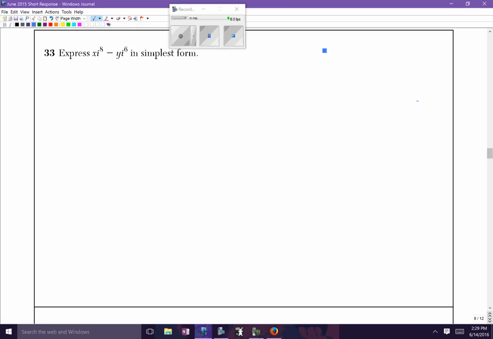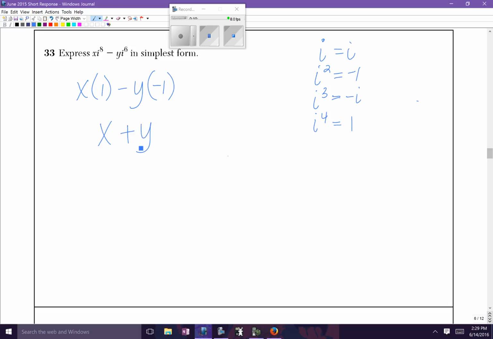Or I can remember the values are i, i squared, i to the 3rd, i to the 4th, right? i equals i, i squared equals negative 1, i to the 3rd equals negative i, i to the 4th has a value of 1. So x to the 8th, well, that would go 1, 2, 3, 4, 5, 6, 7, 8 would have a value of 1. Minus y, i to the sixth, 1, 2, 3, 4, 5, 6 has a value of negative 1. X times 1 is x, negative y times negative 1 is positive y.